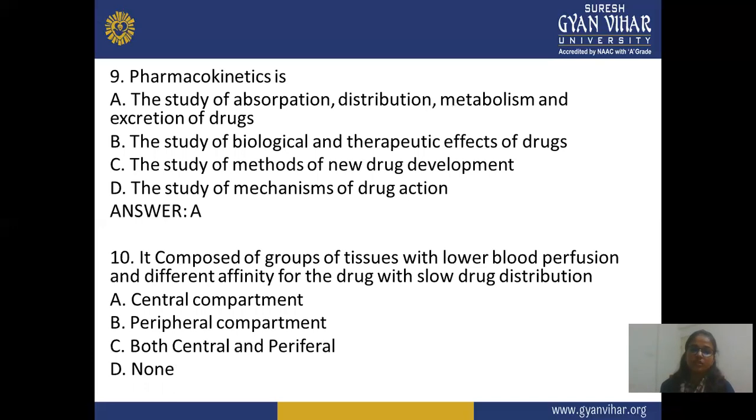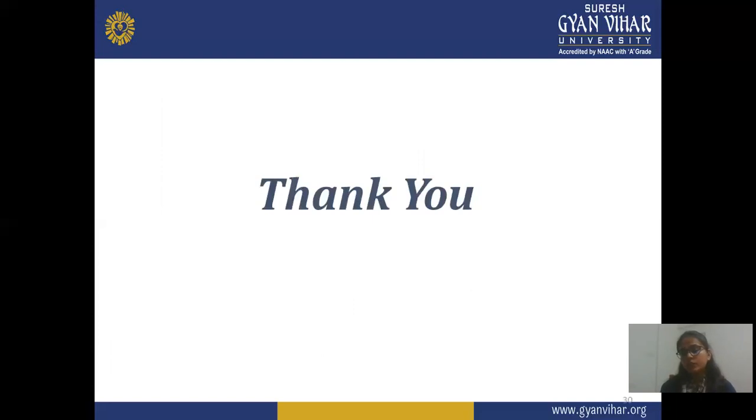And in the 10th question: it is composed of a group of tissues with lower perfusion and different affinity for the drug, and shows slow distribution. A is the central compartment, B is the peripheral compartment, C is both peripheral and central compartment, and D is none, meaning ABC are all incorrect options. So these are the 10 questions related to your topic, regarding the pharmacokinetic model, pharmacokinetic parameters, or different pharmacokinetic compartments. After completing this lecture, you can easily answer these questions.